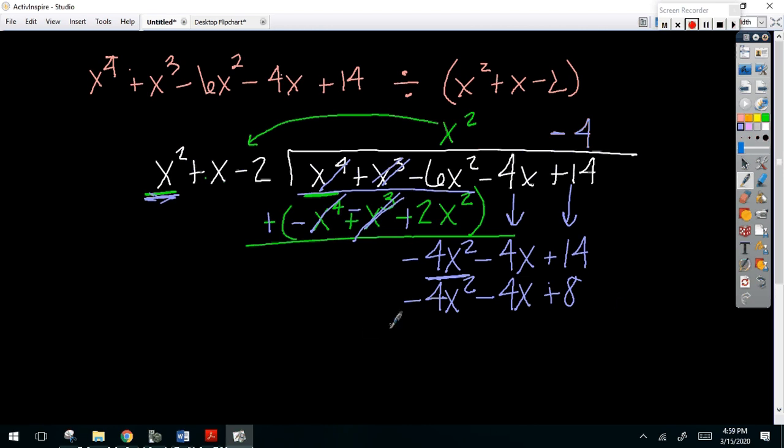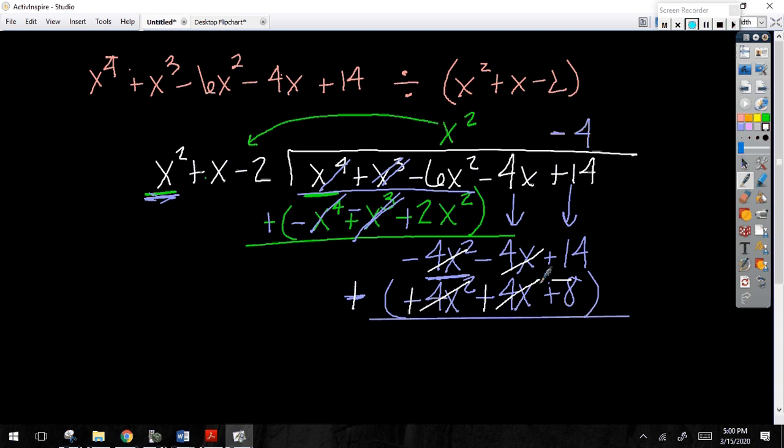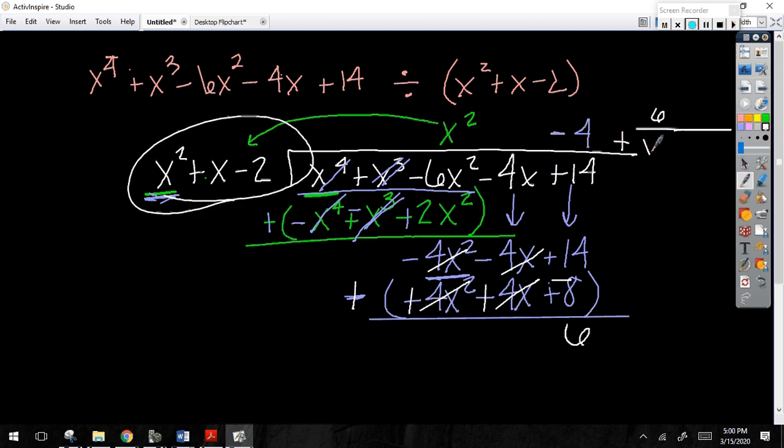That's no problem. Remember, this is subtracting. Same, change, change, change, change. Those are gone. Those are actually gone again. 14 and negative 8 would be 6. And so 6 is my remainder. And because 6 is my remainder, I will come up here and say plus 6 over all of this, x squared plus x minus 2. Okay, so when you divide these two, you get x squared minus 4 plus 6 over x squared plus x minus 2.